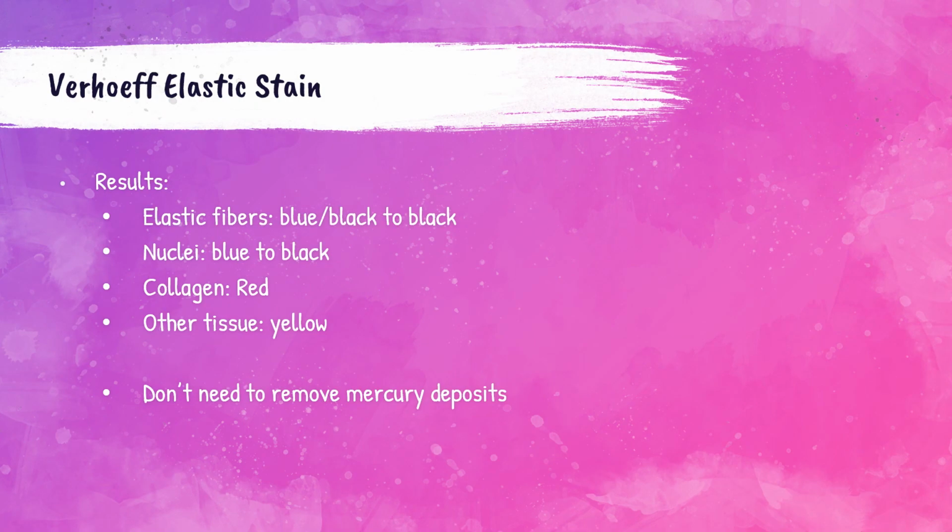We are going to look at photos of what the stain does look like, but let's first talk about the results of what they should look like when using this stain. So when stained with the Verhoeff elastic stain, elastic fibers should be blue-black to black in color. Nuclei will also be the same color. Collagen will be red, and other tissues in the section will be yellow. Mercury deposits, if present, do not need to be removed before staining because the staining solution will remove them.